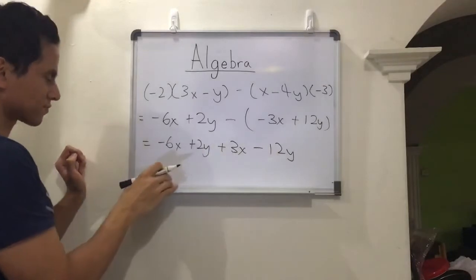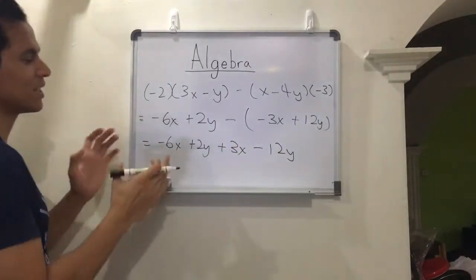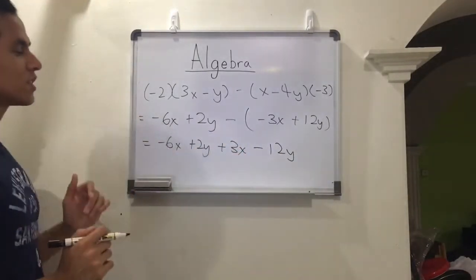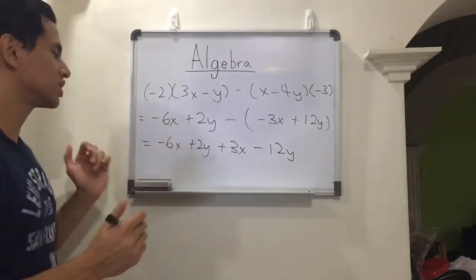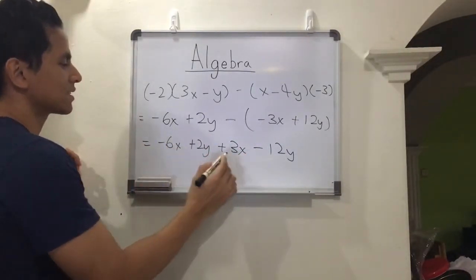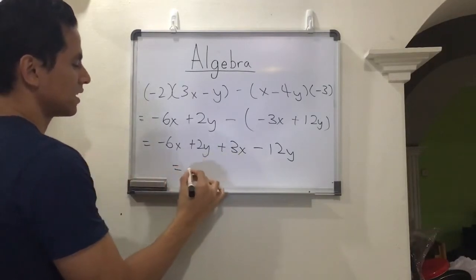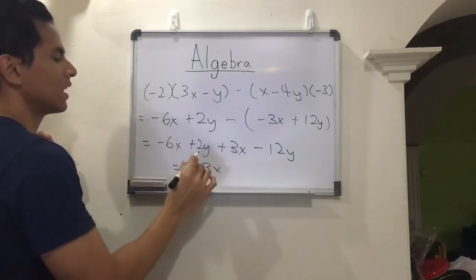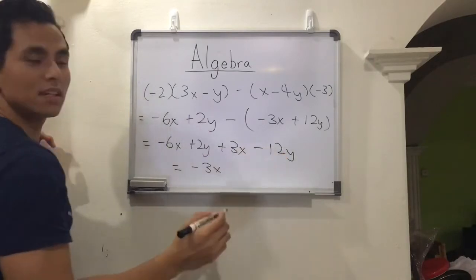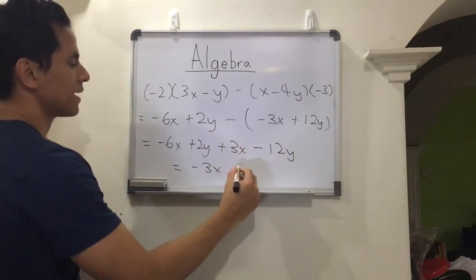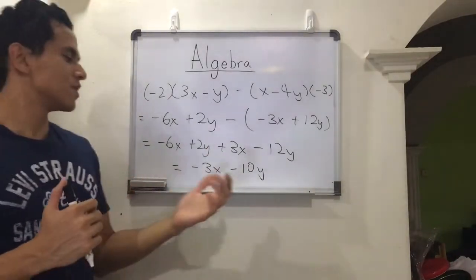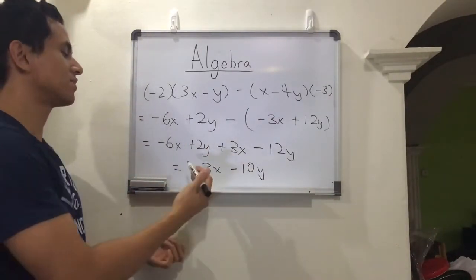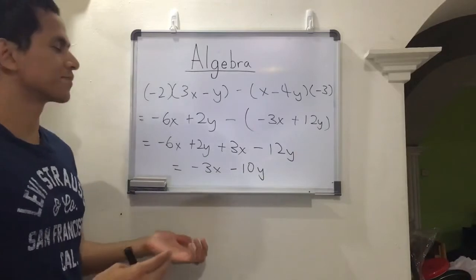So therefore, we've removed all the brackets and now we just have to simplify these last 4 terms. We see there's x, x and y, y. So therefore we can simplify as such. Negative 6x plus 3x will give us negative 3x, and 2y minus 12y gives us minus 10y. And that will be our final answer, because we have simplified as much as we can go.